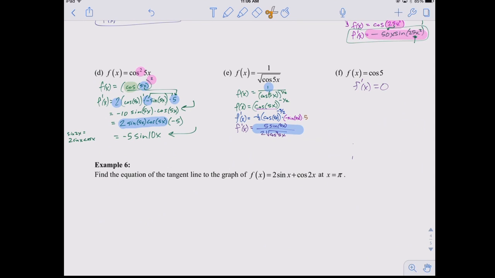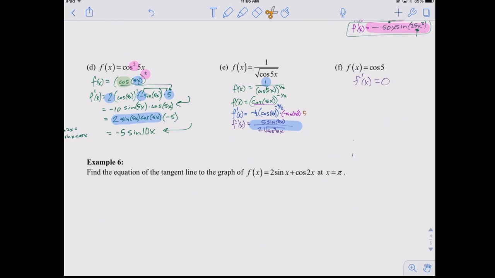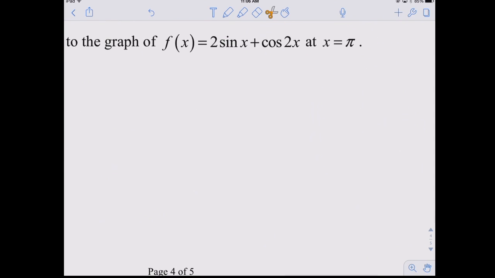Example 6. I'm going to let you do this one. Find the equation of the tangent line to this graph at pi. At pi.